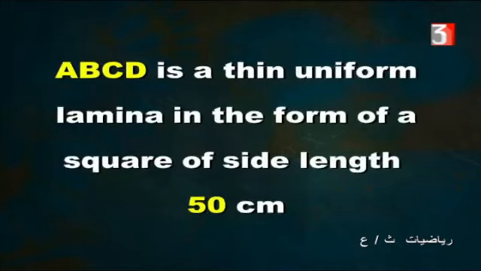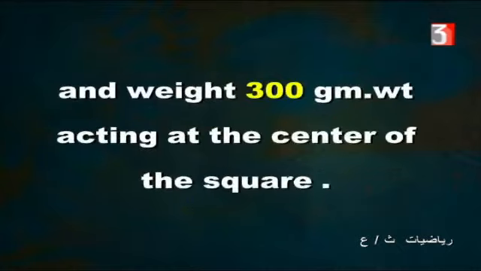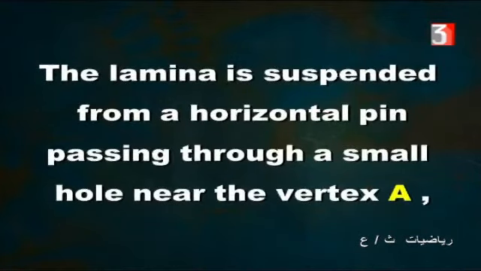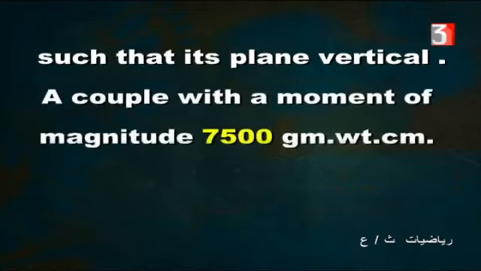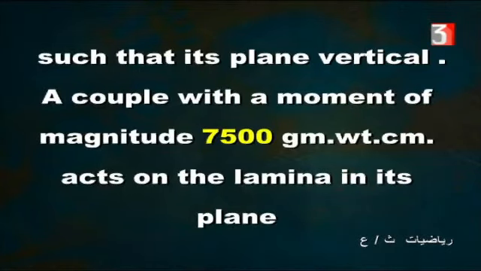We now move to another example. ABCD is a thin uniform lamina in the form of a square of side length 50 centimeter. Remember, this lamina is shaped as a square and its weight is 300 gram weight acting at the center of the square. The lamina is suspended from a horizontal pin passing through a small hole near the vertex A, such that its plane is vertical. A couple with magnitude of 7,500 gram weight centimeter acts on the lamina in its plane.